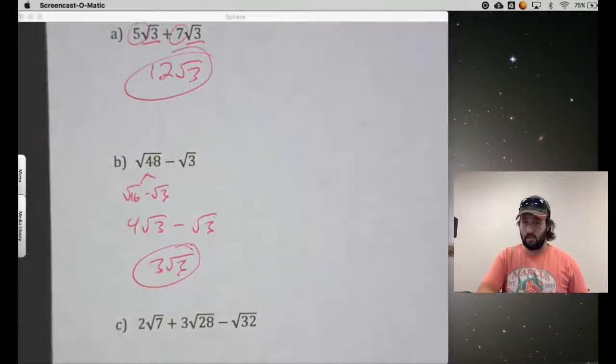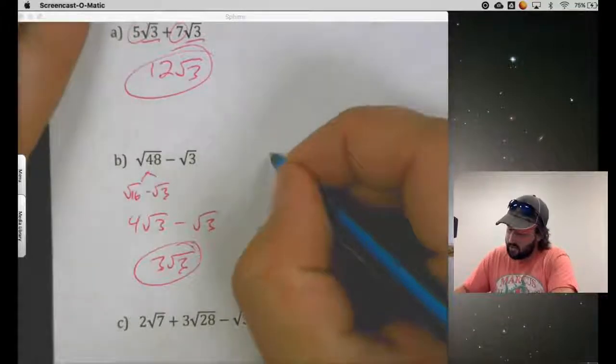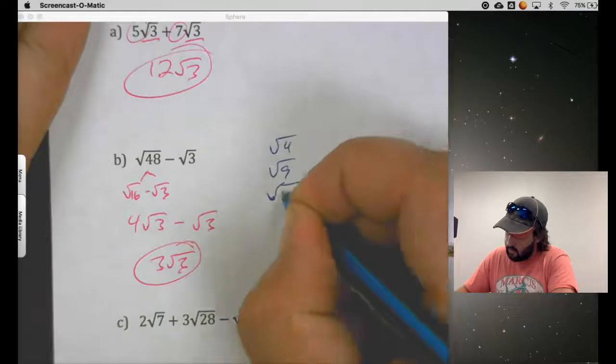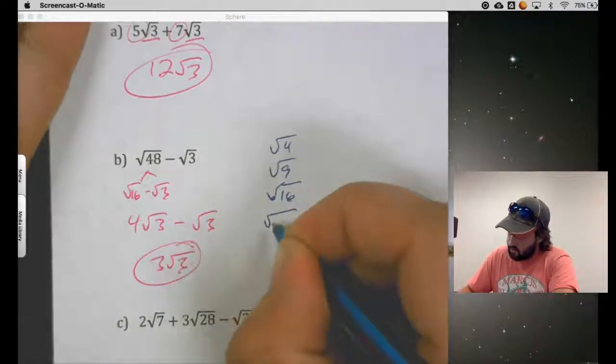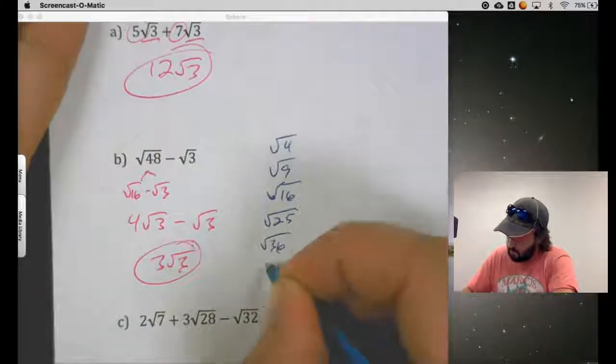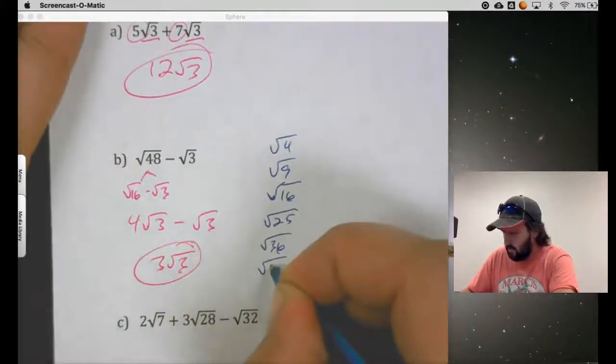And if you're curious how I'm simplifying these things, what I do is I think of the squares in my head. You guys should have done this in Algebra 1. You should have done this in geometry. Shouldn't be the first time you're seeing it.